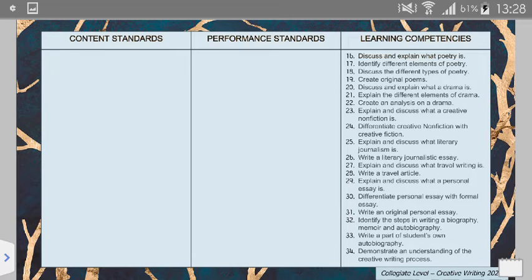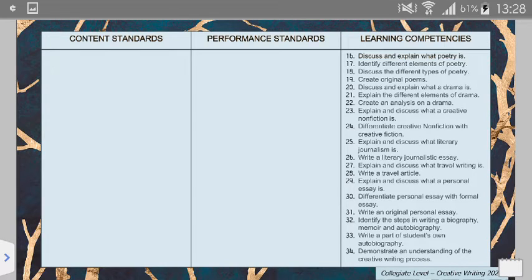Our next lesson will be literary journalism. Our discussion could be what is literary journalism and writing a literary journalistic essay. Our competencies will be: explain and discuss what literary journalism is, write a literary journalistic essay. For our next lesson, travel writing, we have in our discussion what travel writing is, and our learning competencies could be: explain and discuss what travel writing is, write a travel article.